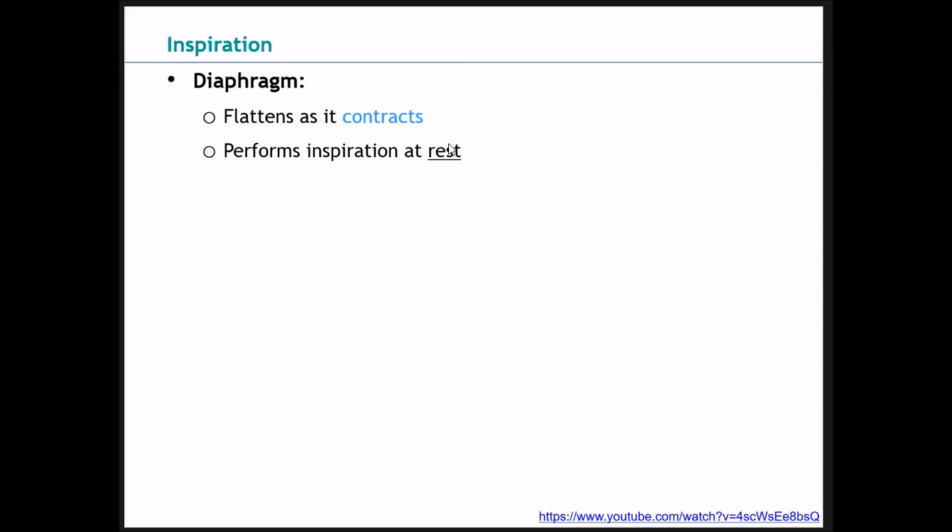It allows the lungs to fill as it pushes the abdominal organs downward with contraction. This sets in motion pressure changes that cause inspiration and results in an increase in the interthoracic volume. So we have a greater volume, the diaphragm contracts, the lungs expand. The diaphragm performs all the inspiratory work at rest.